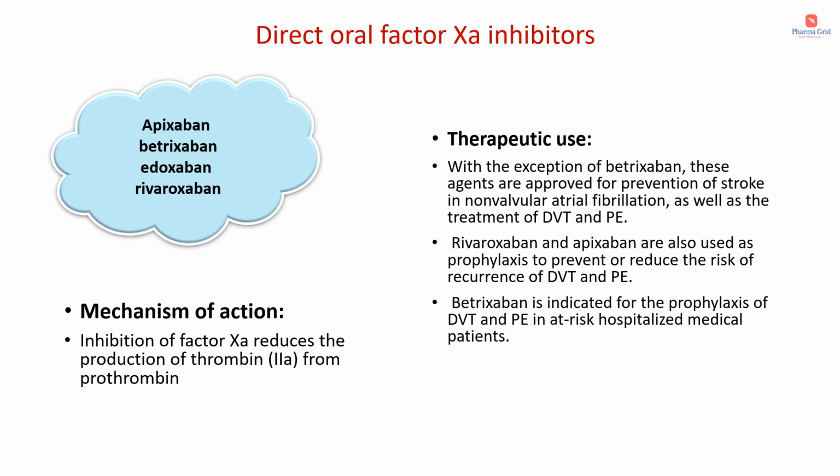Therapeutic uses: with the exception of betrixaban, these agents are approved for the prevention of stroke in non-valvular atrial fibrillation as well as the treatment of deep vein thrombosis and pulmonary embolism. Rivaroxaban and apixaban are also used as prophylaxis to prevent or reduce the risk of recurrence of DVT and pulmonary embolism. Betrixaban is indicated for the prophylaxis of deep vein thrombosis and pulmonary embolism in at-risk hospitalized medical patients.